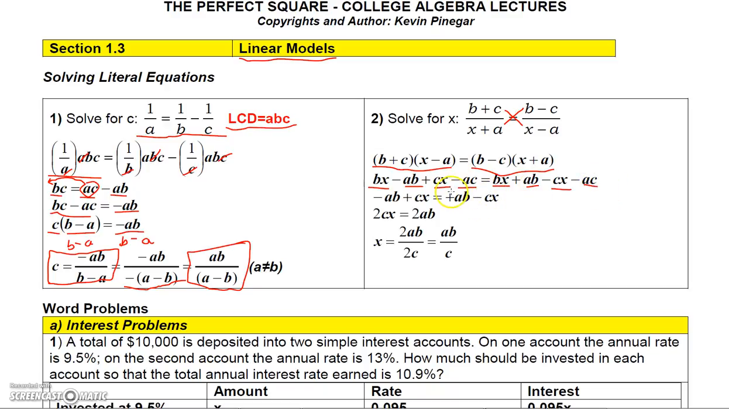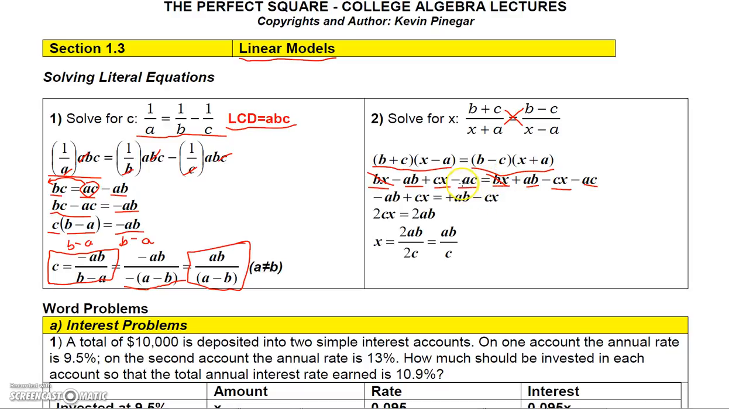Now, notice that anytime you have terms that are exactly the same on each side of the equal sign, they're going to cancel. And if you'll notice here, I actually have a positive bx and a positive bx. So if I were to subtract bx from both sides, it would cancel them here and here.